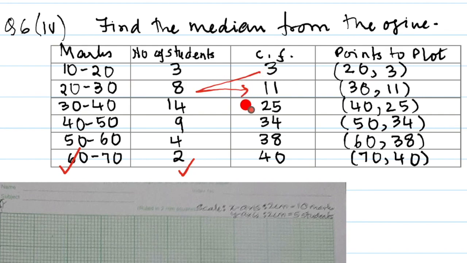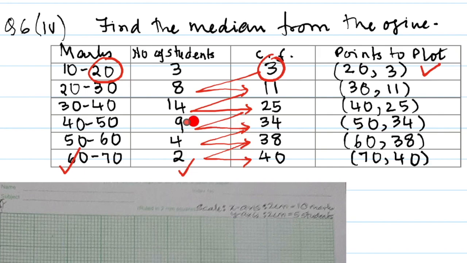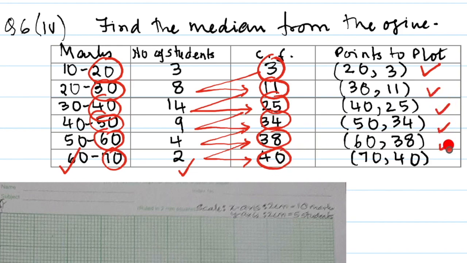So 3 stays here. 3 plus 8 gives 11. 11 plus 14 gives 25. 25 plus 9 gives 34. 34 and 4 gives 38. And 38 and 2 gives 40. Now we take the upper limit and the cumulative frequency and we plot the points. So the points to plot will be (30, 11), (40, 25), (50, 34), (60, 38) and (70, 40), which is what we have written here.